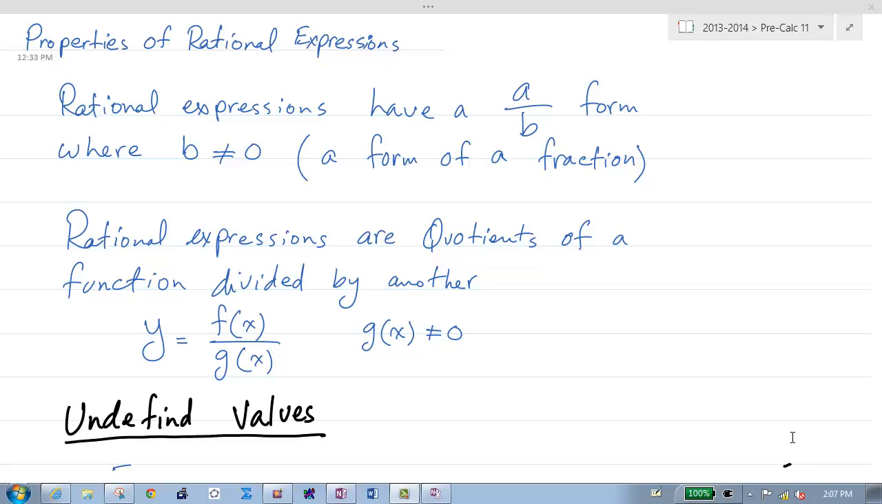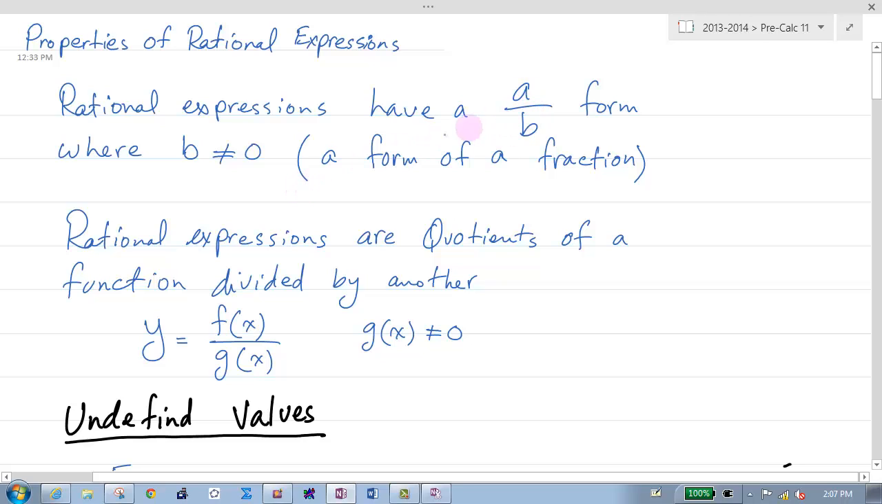Okay, so today we're going to start the unit on rational expressions. And first, we're going to be looking at the properties of rational expressions. Rational expressions have a over b form, where b, which is the denominator of this expression, cannot be equal to 0, because if the denominator of any fraction is equal to 0, the fraction would be an undefined expression, right?